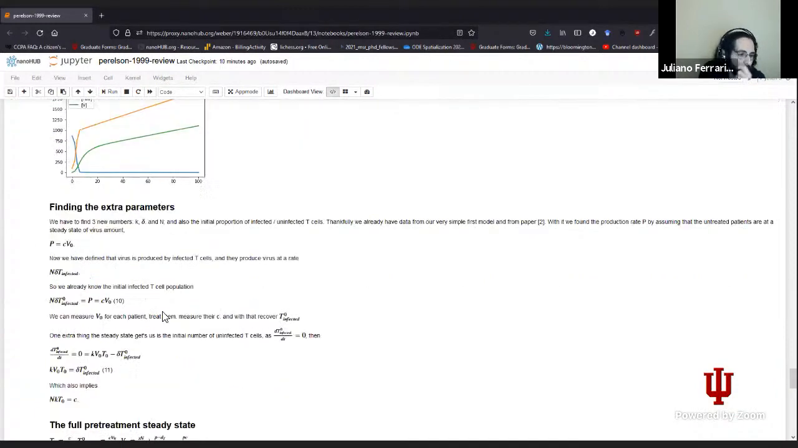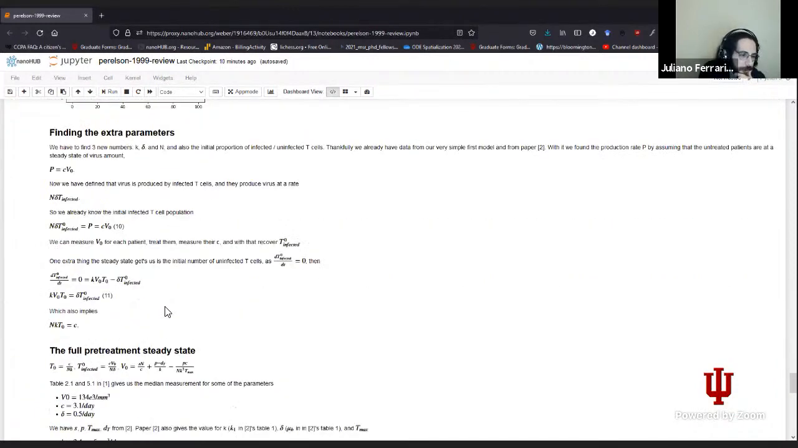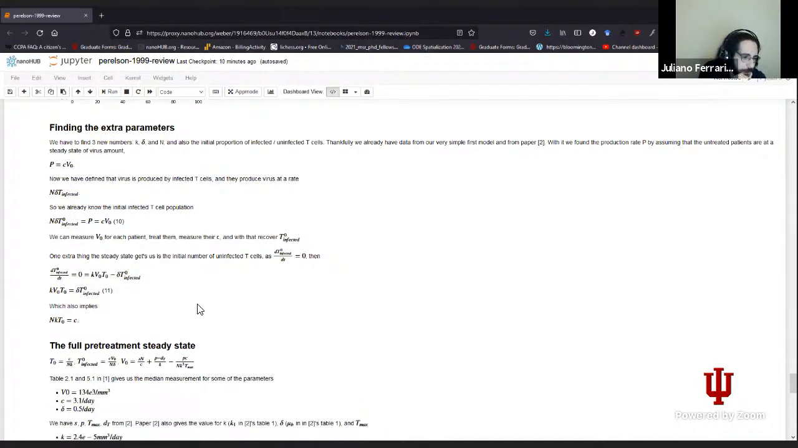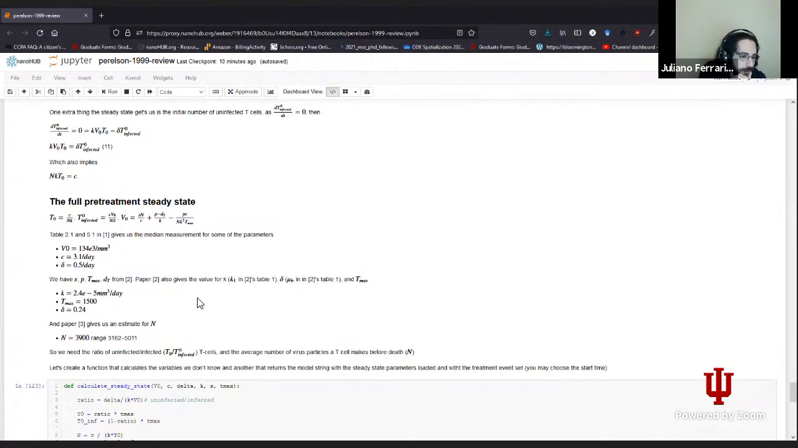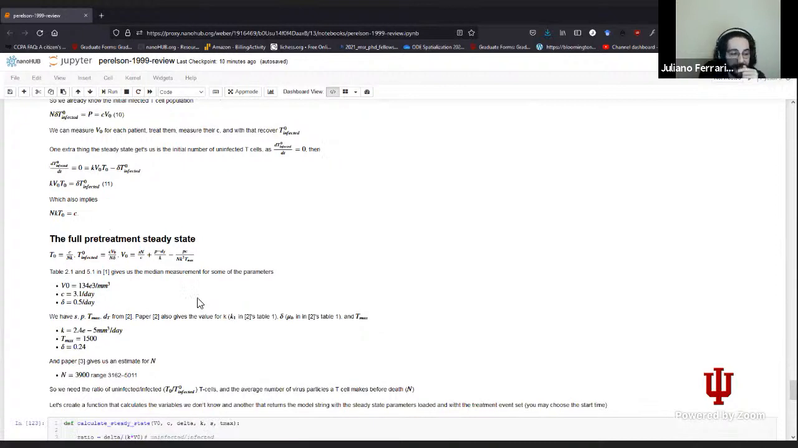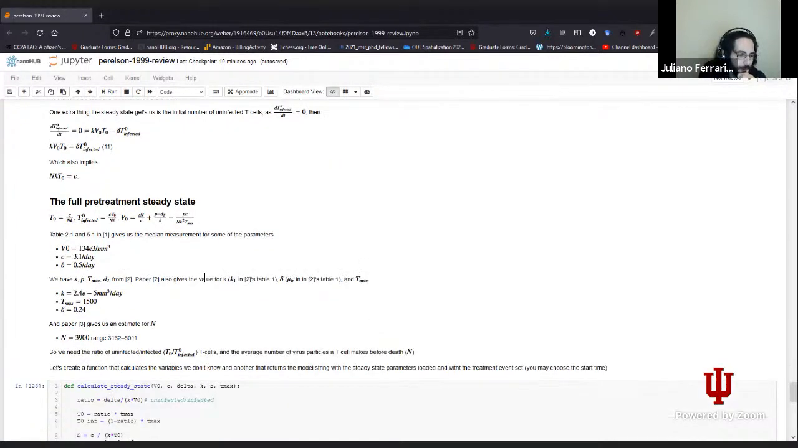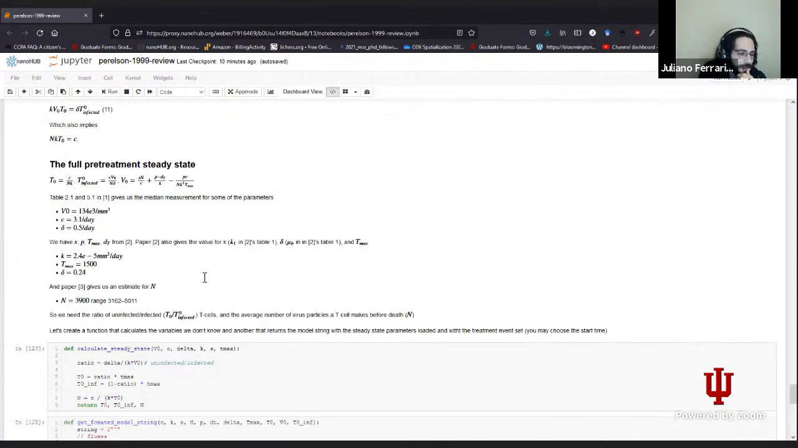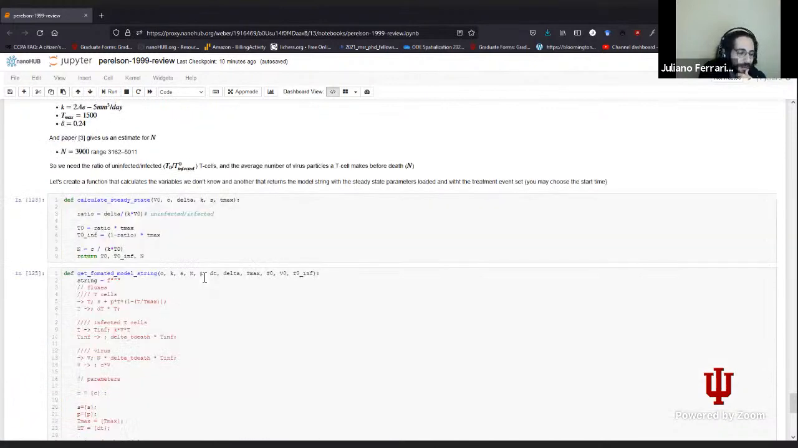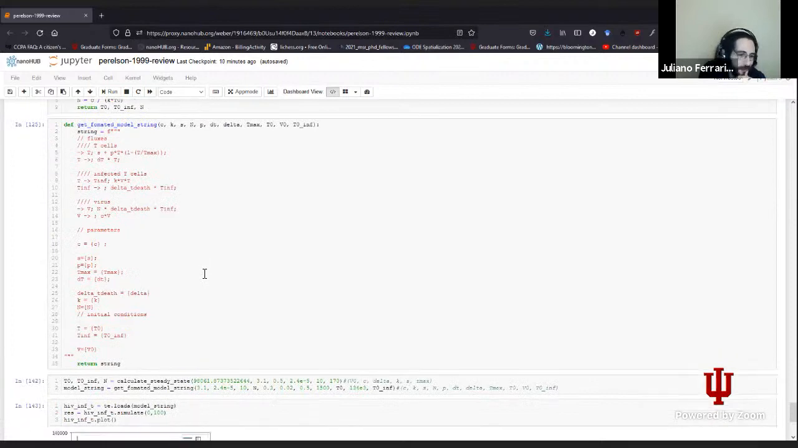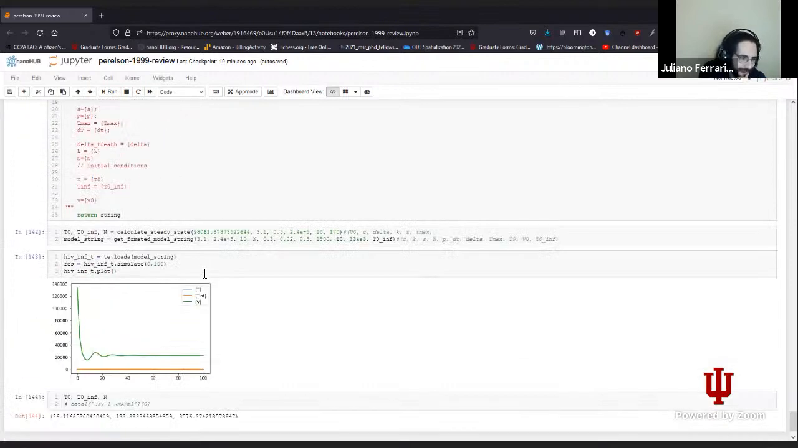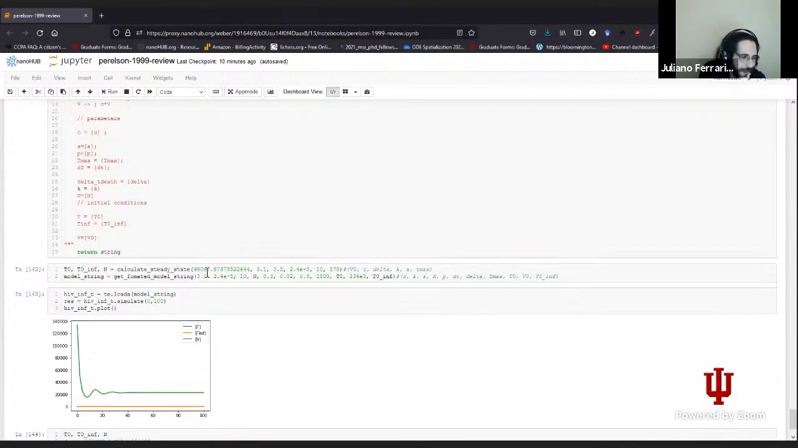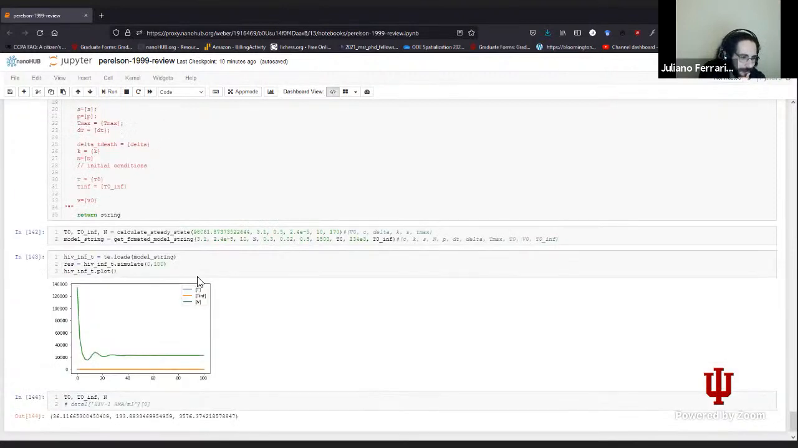And then we will go into finding the extra parameters that were introduced by using the steady state and some actual tables from the paper. And this is supposed to be your final exercise. And I'm going to be honest that this one, I got something wrong. And I still haven't found exactly what.